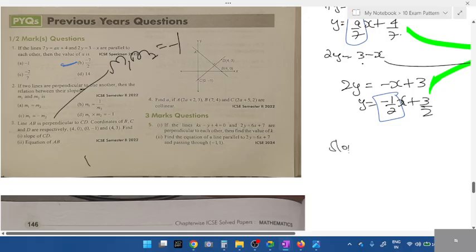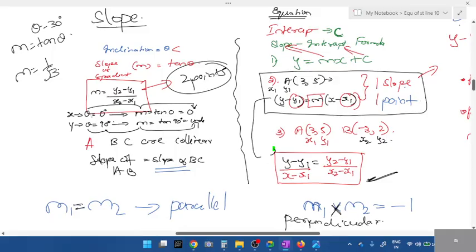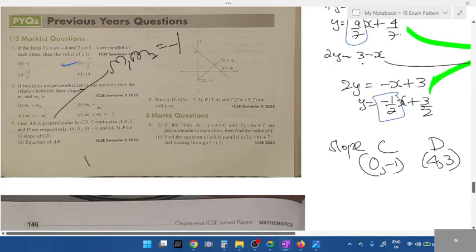Slope AB. How do you find slope AB? How many points are given here? 1 or 2 points? 2 points? I mean, not AB. Slope CD, students. Slope CD. C value is 0 comma minus 1. D value is 4 comma 3. Okay, I'll show you the formula. When slope is asked, look at the left hand side, 2 points. What's the formula? y2 minus y1 divided by x2 minus x1. Take this as x1 y1, x2 y2. Find the slope of CD.